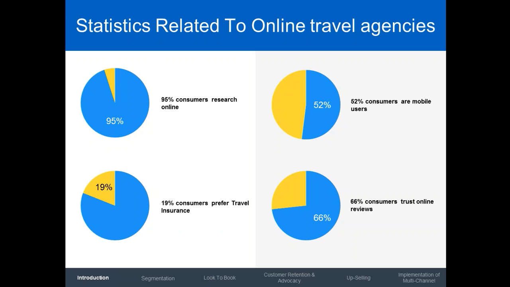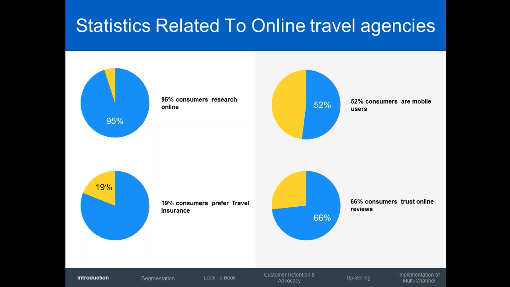So these are some of the numbers which I think are very important as an online travel portal. Today, more and more consumers are researching online. So 95% of consumers are researching online. Online has become the first touch point whenever a consumer is planning to buy a travel service. More importantly, now the search is shifting towards mobile, and this shift has changed drastically in the last 3 years.